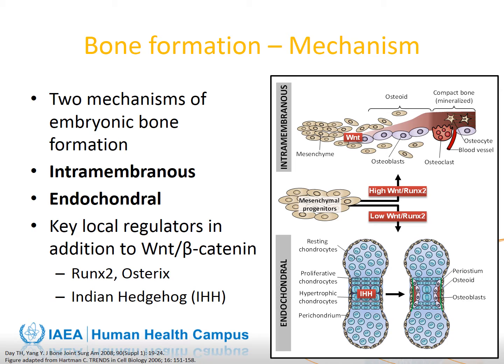Under the influence of Indian hedgehog signaling, periosteum will form, containing a layer of progenitor cells that will differentiate into osteoblasts and start secreting osteoid. This matrix will subsequently be mineralized and secondary ossification will start.